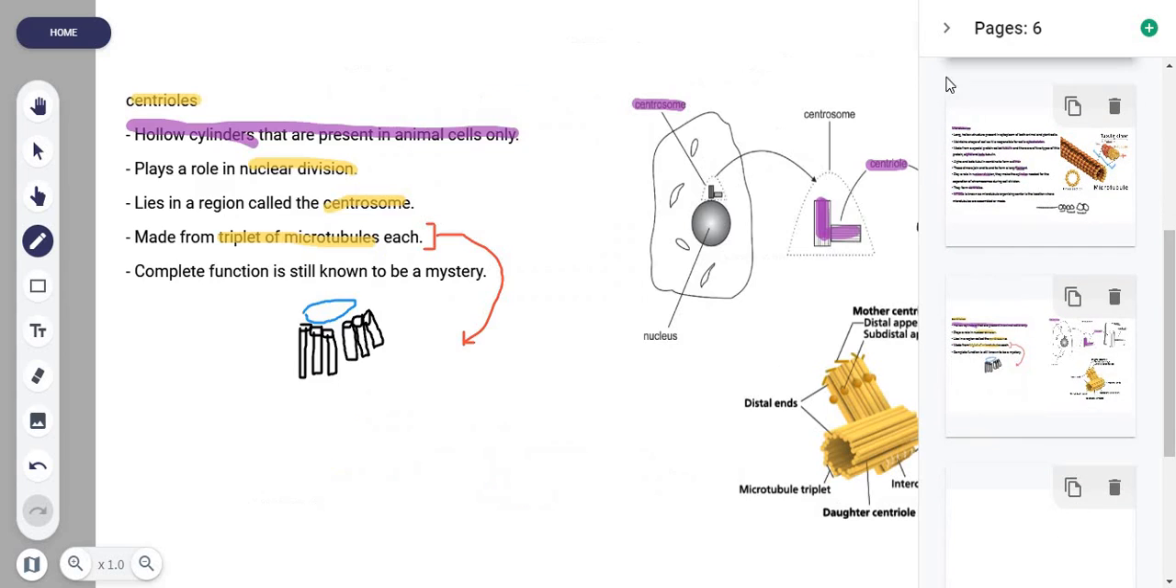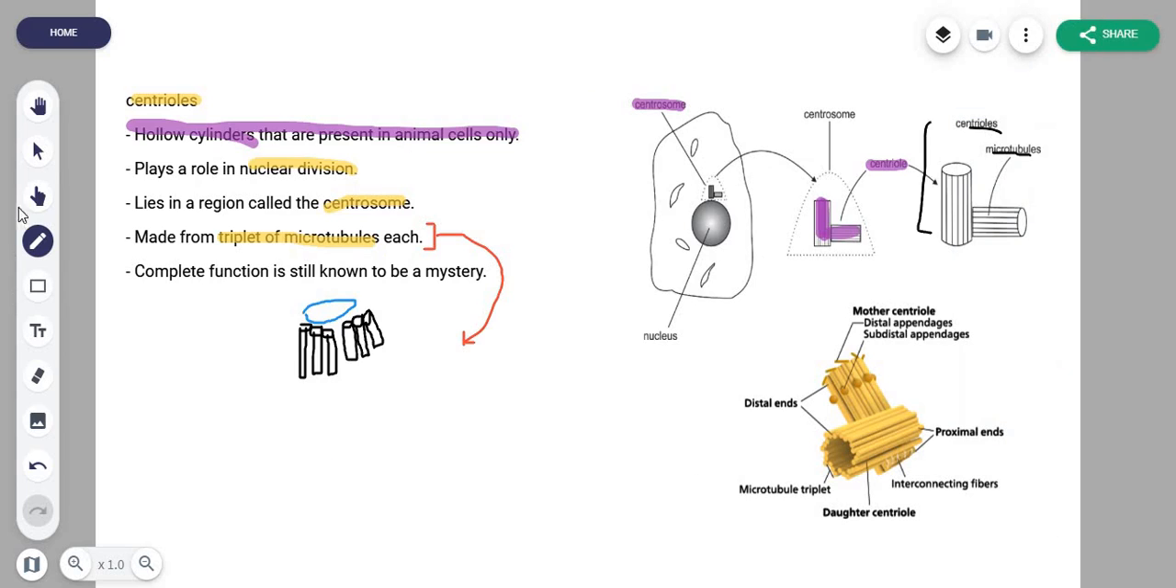Okay. Where were we? What we were discussing was, let's understand this part in a bit more detail. Made from a triplet of microtubules each. I'll get to that in a second, but the complete function is still known to be a mystery, although we know that it plays a role in nuclear division. The complete and very precise function is still a mystery.